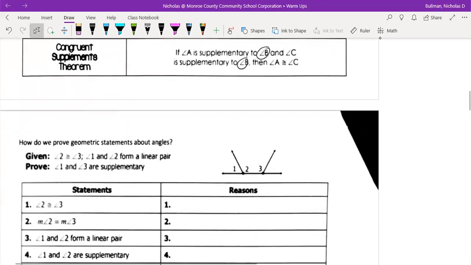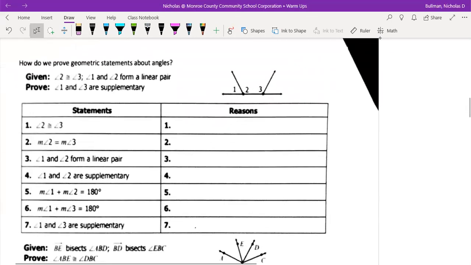Let's go ahead and look at some proofs. Now remember, proofs have to show every step possible, and then they have to give the reason of why that step's allowed to occur. And you can't skip a step, otherwise your proof is invalid. It has missing information. Anytime we start a proof, we start with our givens. So they give us that angle 2 is congruent to angle 3, and I'm going to mark that. Angle 2 is congruent to angle 3. That's our given.